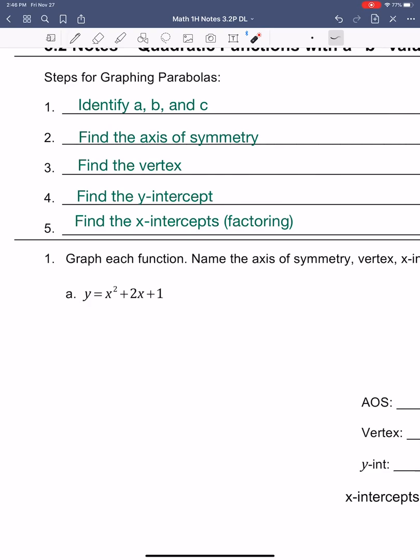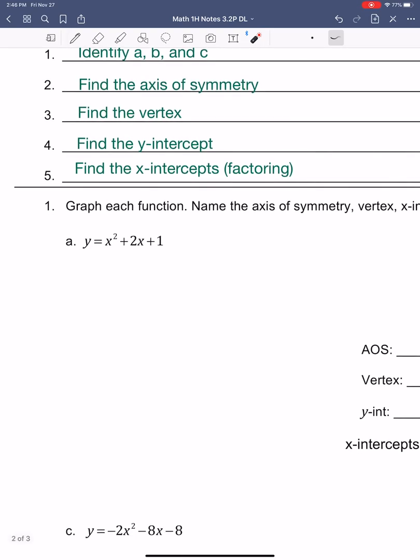So we'll jump right into the first one here. And for this one, we'll start the same as we usually do by identifying a, b, and c. And so we've got a is equal to 1, remember, because that's an imaginary 1x squared there. Okay, and then we've got b is equal to 2, so we've got a b value here, and c is also equal to 1.